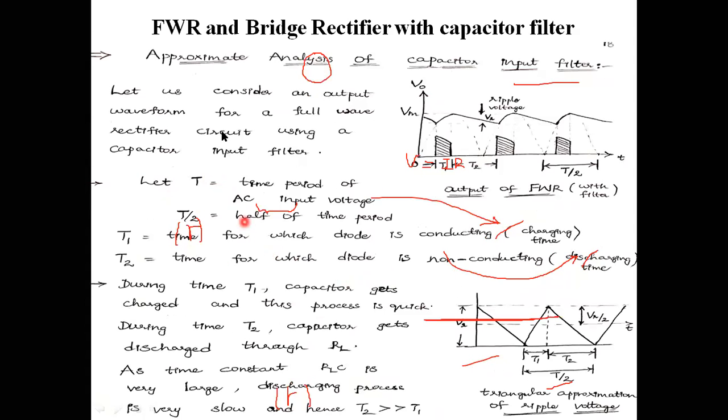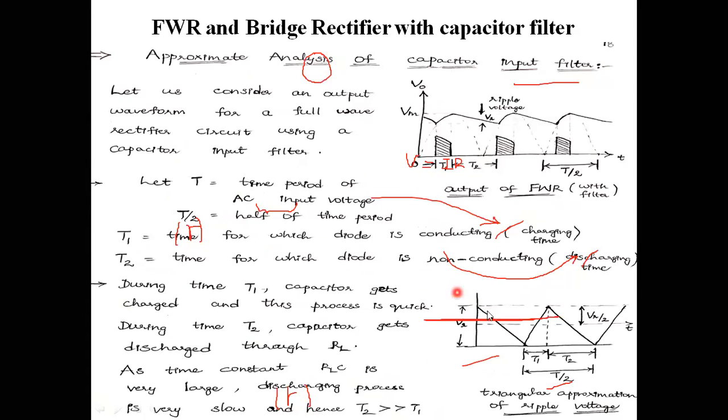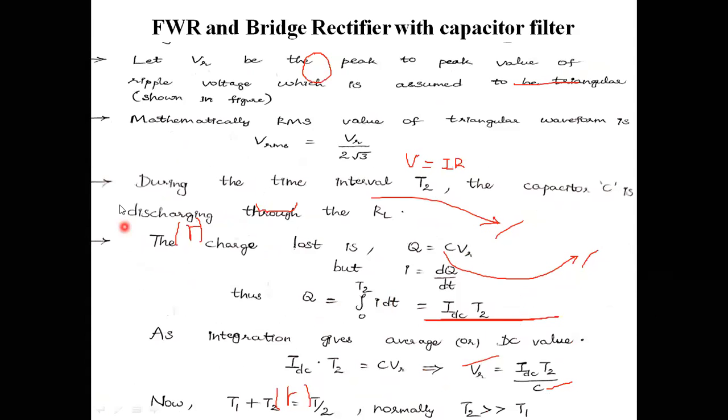Initially we took the time period, T1 and T2, that is discharging time and charging time. T is the total time period from that diagram, this is the triangular waveform diagram. I am going to approximate the analysis here. Thereafter, mathematically, VRMS is equal to VR by 2 root 3 is analyzed.